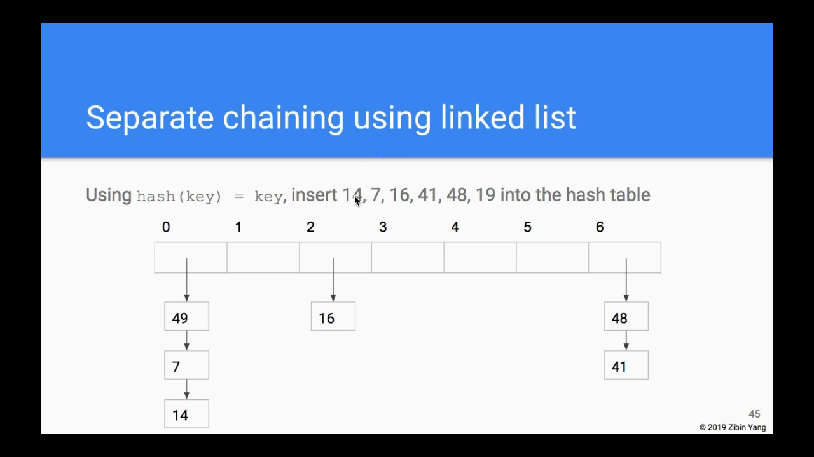For example, if you insert the number 14, the hash value is 14 and we modulo by 7. So 14 modulo 7 is 0. So we put 14 into bucket 0. See, 7 is also in bucket 0. Now 16 modulo 7 is 2. That's why 16 ends up in bucket number 2, and so on and so forth.